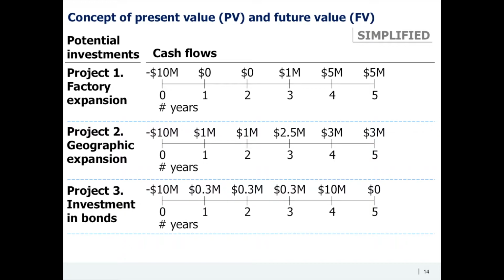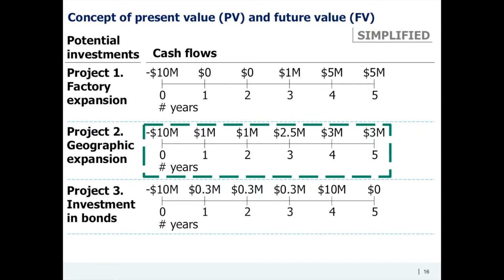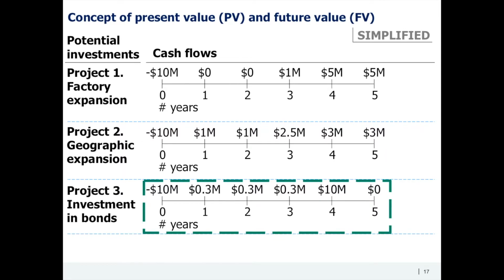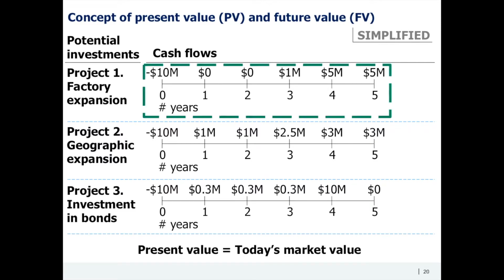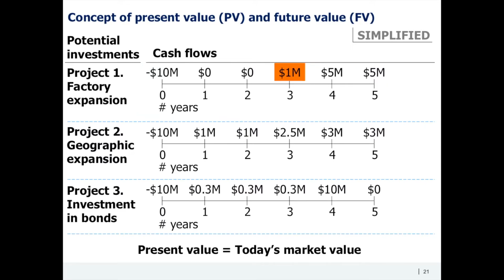What you should do is to take the cash flows of each project, Project 1, Project 2, Project 3, and calculate their individual present values. For instance, assessing Project 1, you need to know today's market value of this $1 million that the company is expected to gain in 3 years. Or what is this $5 million worth today? And this one. Once you know today's value of each of these cash flows, you will be able to sum them up. Let's look at some examples.